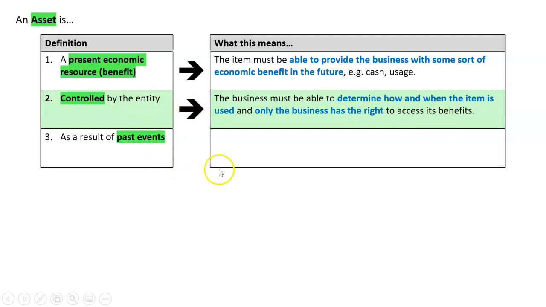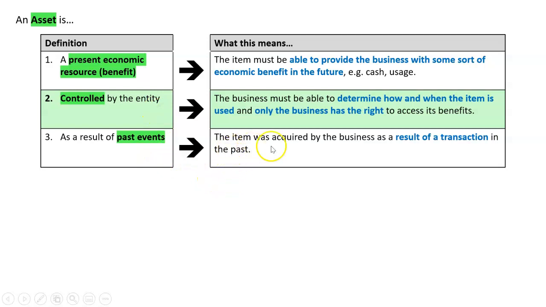And lastly, it's got to have arisen as a past event. What does that mean? It means it's got to have been acquired by the business as a result of a transaction in the past. And that necessitates that there will be a source document to back up that this happened.